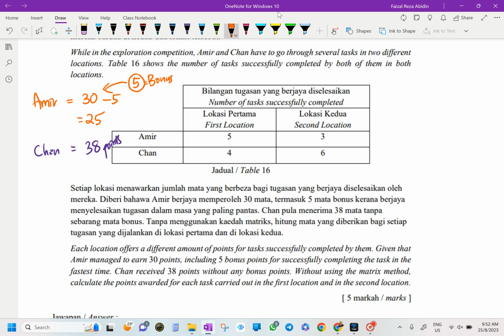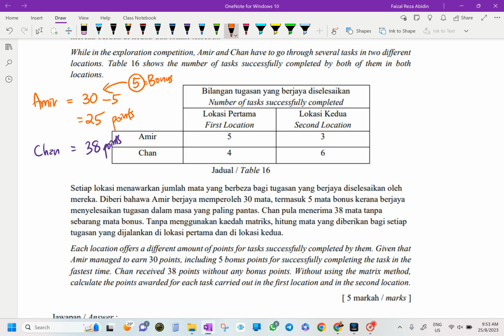Okay. Without using the matrix method, you have another three methods: elimination, substitution, graph method. No one is going to do the graph, right?